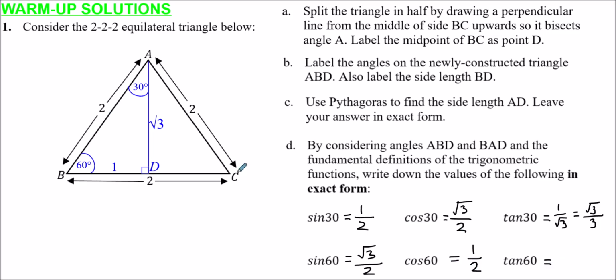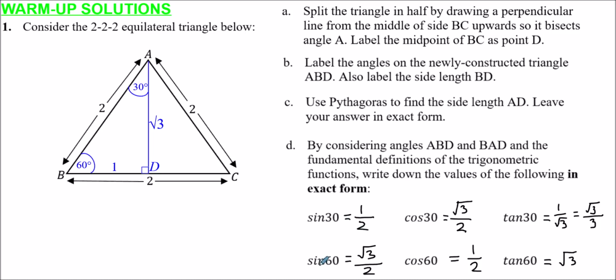And tan 60 is the opposite side divided by the adjacent side. So for this triangle ABD, we can see that tan 60 is root 3 divided by 1, which is obviously just going to be root 3. And so that's question 1 done. We've now found the exact forms of sine, cos and tan of 30 degrees and 60 degrees.